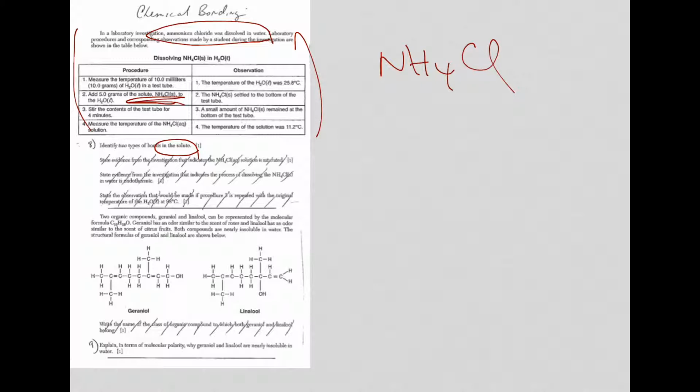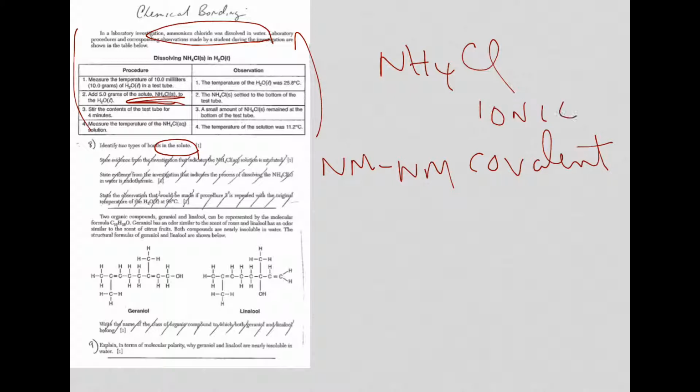So 2 types of bonds. Well, there are only 3 possibilities, of which you're looking for 2. I think covalent is pretty easy to see, because covalent bonding is non-metal bonding. That leaves you with one of the 2. So the other possibilities are ionic or metallic.